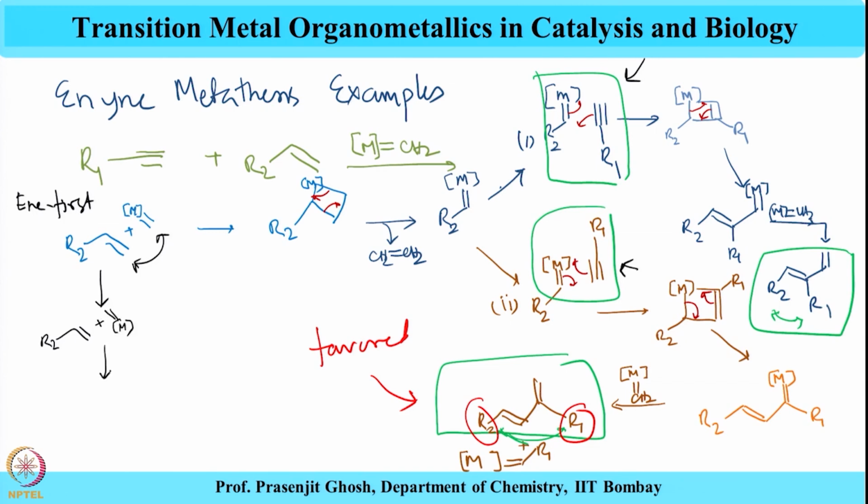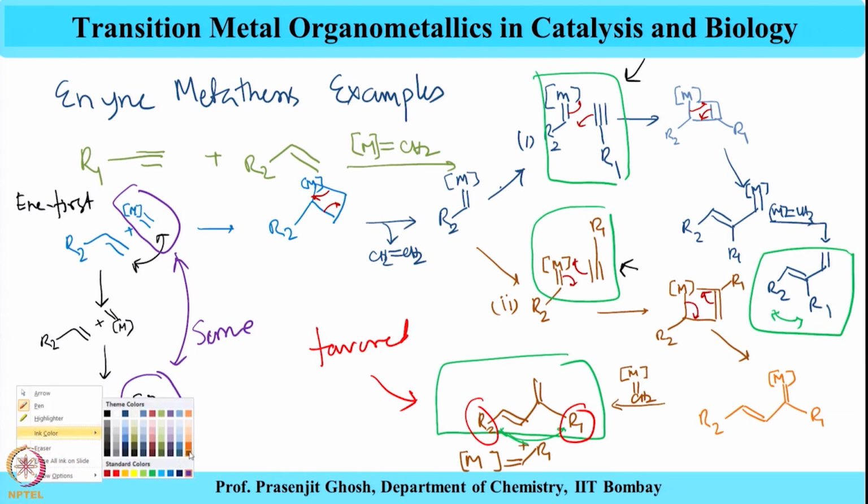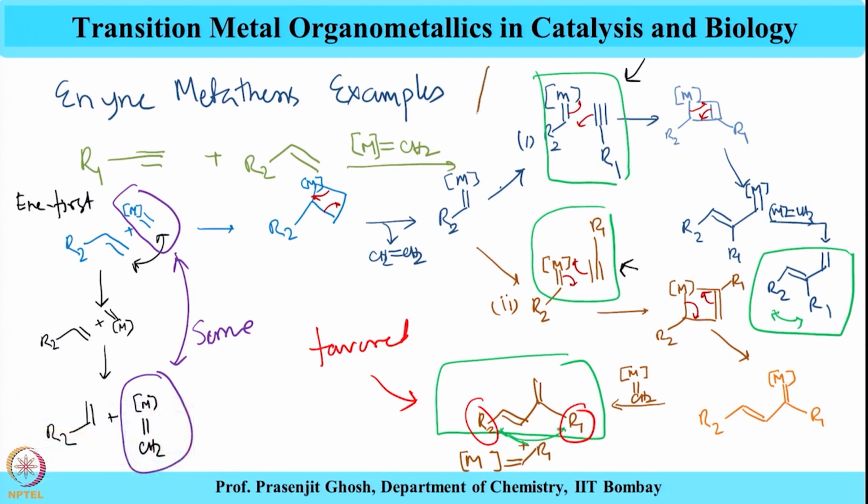And this will thus give the product which is shown over here. So, the point to note is that this pathway does not go any further, because these active species and the starting active species are the same, and this kind of orientation does not lead to the product. So, to sum up, in this ene-first strategy, the reaction proceeds by the mechanism which is shown over here.